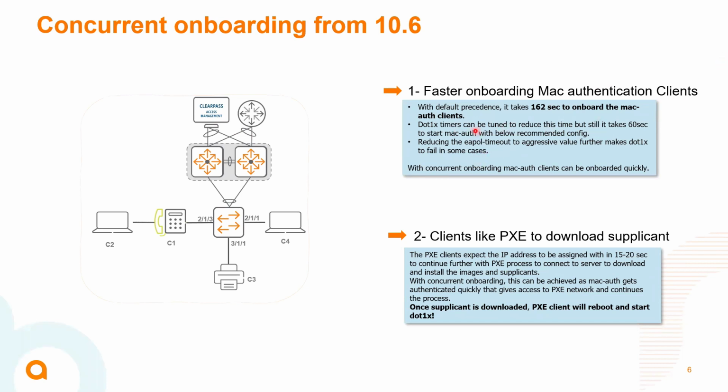That's one use case, where you have a MAC auth client which is delaying you. Then if you can connect, you can enable the concurrent onboarding on that port. The second use case is the PXE client.